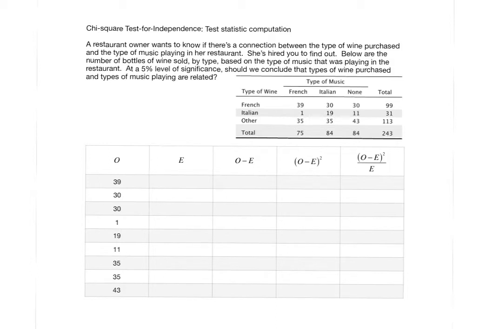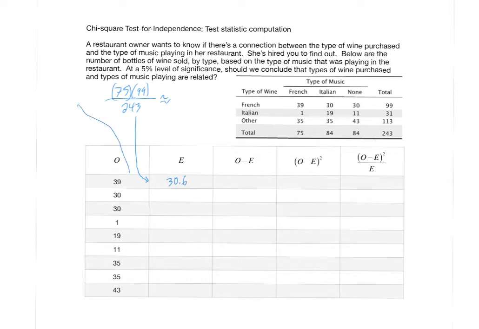And remember, the expected value for each of these is the product of the row sum times the column sum divided by the sample size. So for example, let's see what we're going to put in here. That corresponds with this observed value right here. So you take the column sum, which is 75, and the row sum, which is 99, and multiply them. So we've got 75 times 99, and we have to divide by the sample size, which is 243. If you multiply and divide those, you get approximately 30.6.